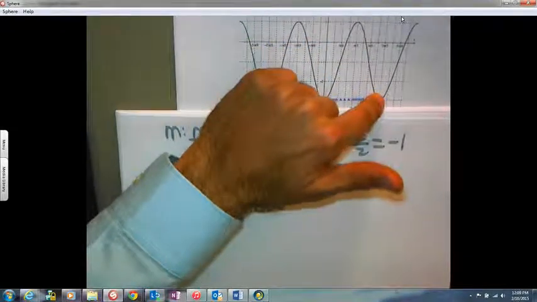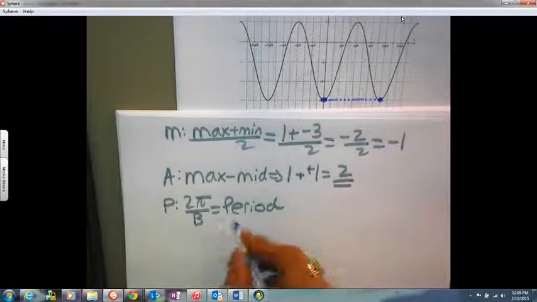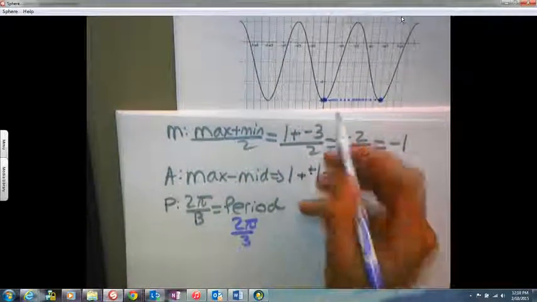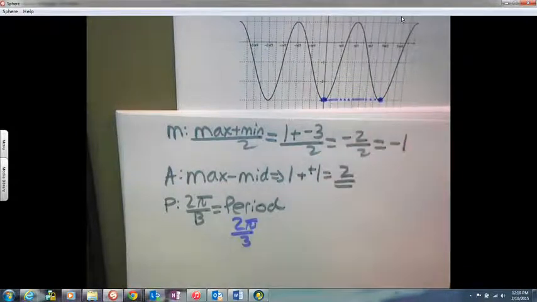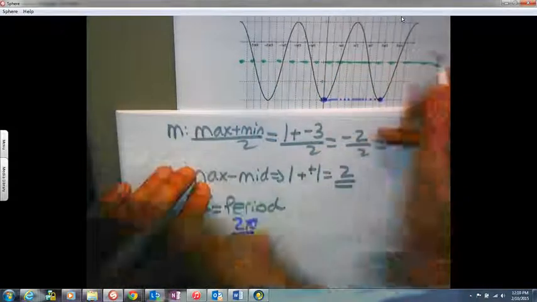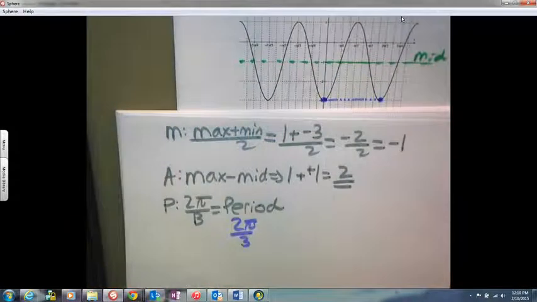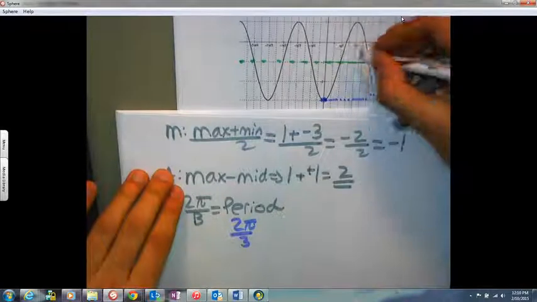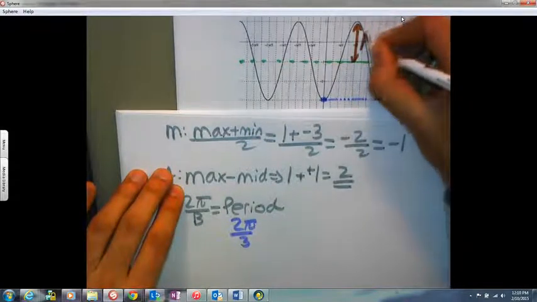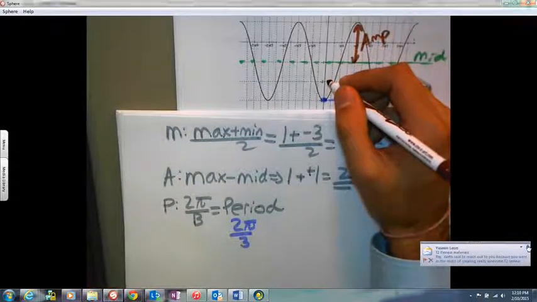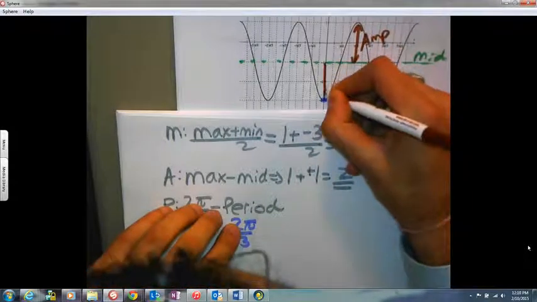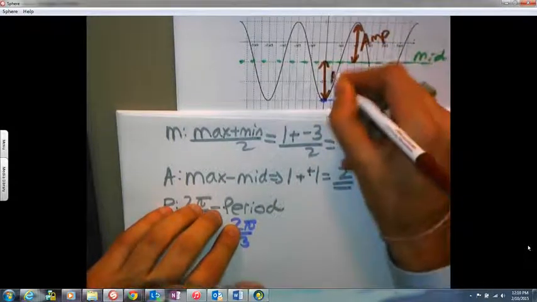Here the period is 2 pi over 3, because that is the distance I traveled from 0 to 2 pi over 3. This distance equals 2 pi over 3. I should go ahead and put this in, by the way. This is the midline. And visually, if you want to think about it, here's amplitude. There's also amplitude. Remember, amplitude is midline to max or midline to min.